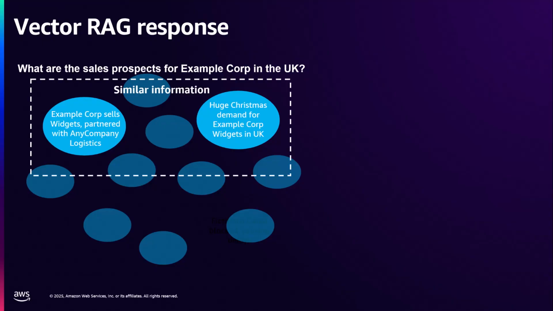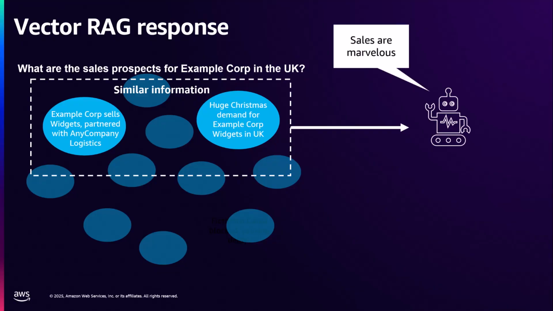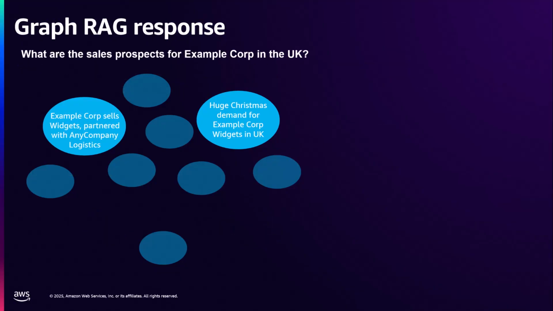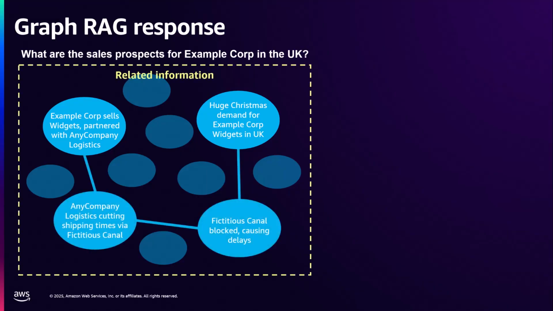Now, if we were to query that using traditional, vector RAG, we can see the RAG application has identified similar information to my question. We can see Example Corp there in both objects here. So we can surmise that sales are going to be good. Hooray! Fantastic. That's excellent. Okay, so what does this actually look like from a GraphRAG approach? Well, first of all, by using the graph to connect related but dissimilar information, we can get a more holistic view of what the sales prospects will be for Example Corp.